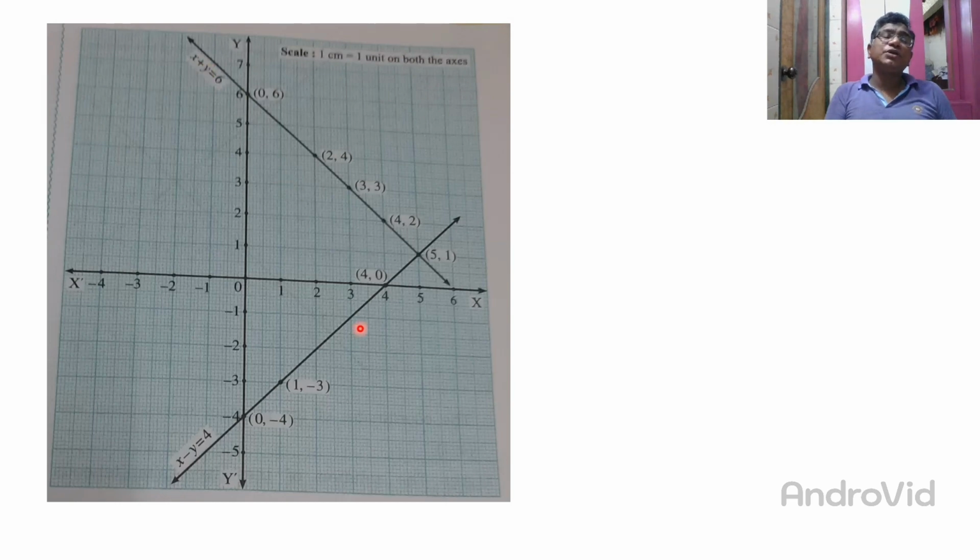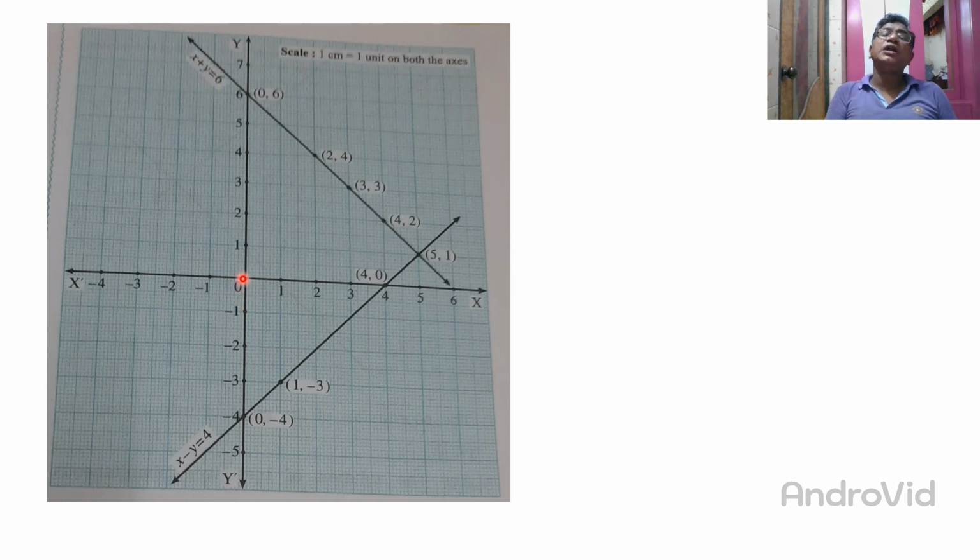Then there is another equation, x minus y is equal to 4. The first value is 0 and minus 4. So 0 on the x-axis, and minus 4 on which axis? The y-axis. Upward direction on the y-axis is positive, downward direction is negative. So I want minus 4.